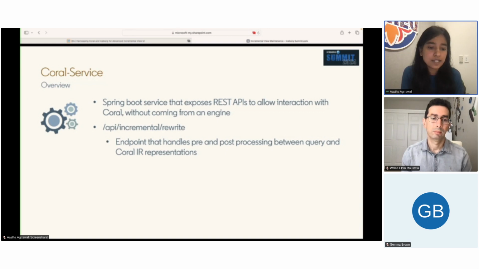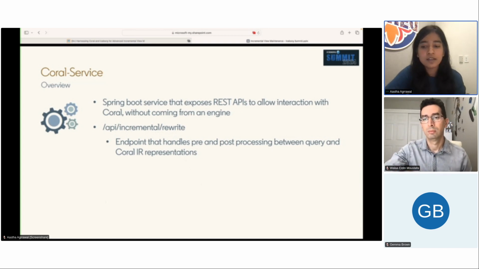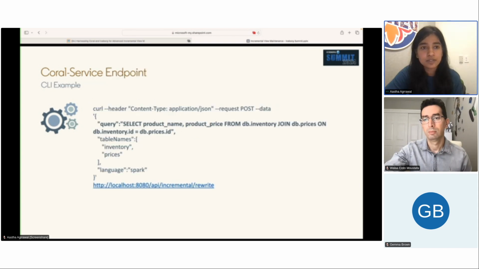It has multiple endpoints which allow you to convert SQL across different dialects, and also exposes another endpoint, the API incremental rewrite, where you can provide your input SQL and get in return the incremental SQL representation for the same SQL. You can interact with Coral Service from the UI or an interactive CLI.